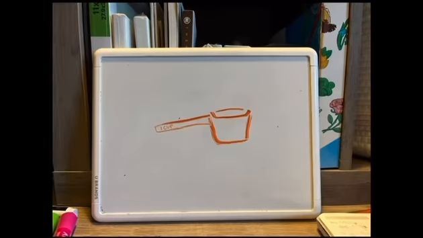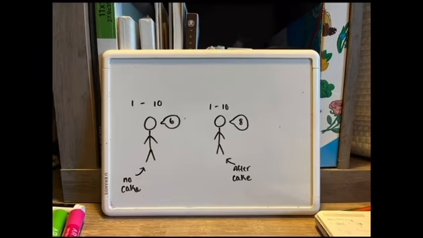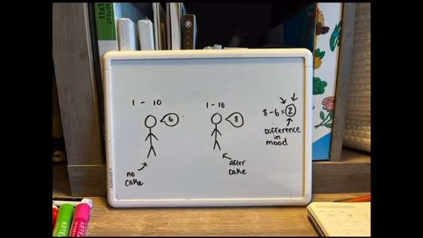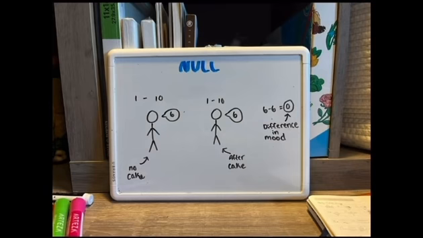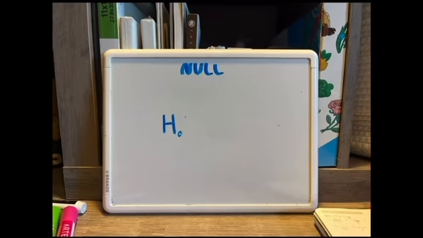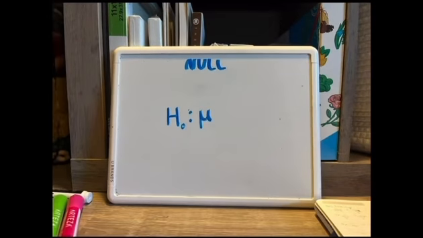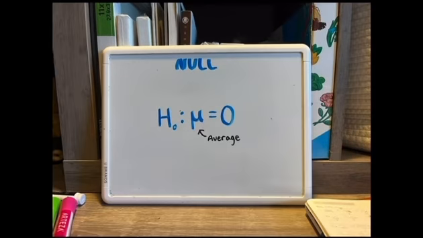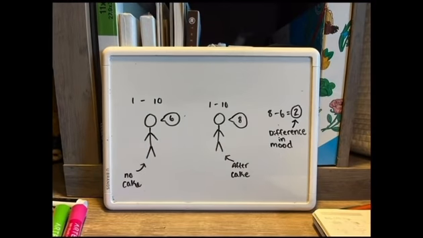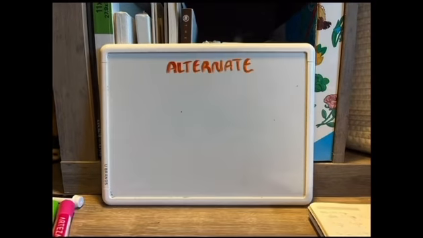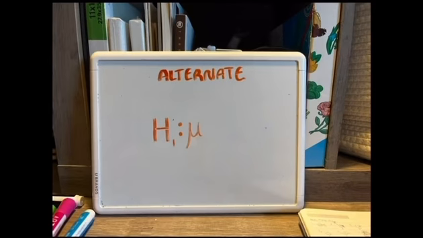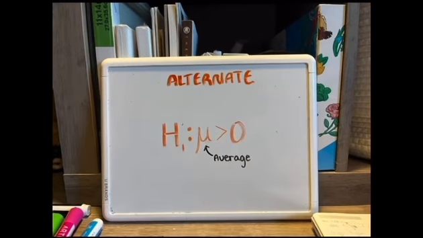Let's say you're measuring this by difference in mood from before and after eating cake on a scale of 1 to 10. My null hypothesis says there will be no difference, so I can write it as the average equals 0. And since my alternate hypothesis expects difference, it can be written as the average is greater than 0.